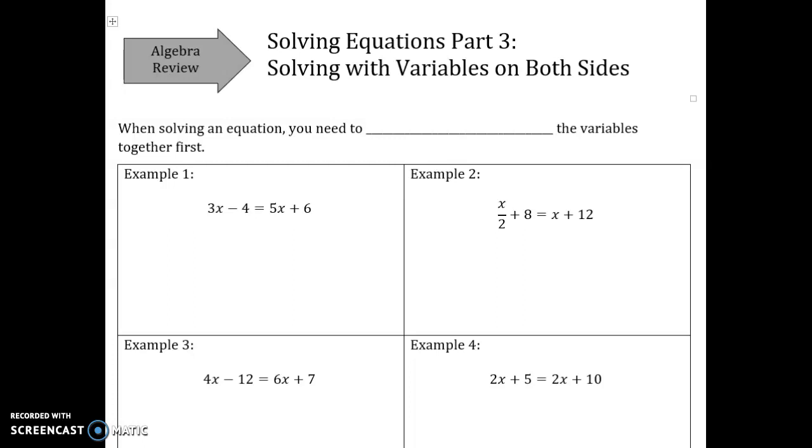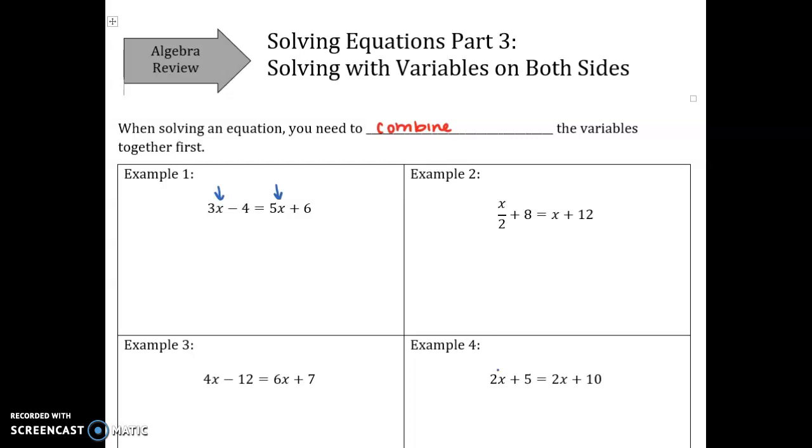When solving an equation, you need to combine the variables together first. Before you start to isolate, you need to be focused on one variable. And if you notice here, we kind of have two. We have 3x and 5x. We need to get those two numbers together before we can worry about the 6 and the -4.